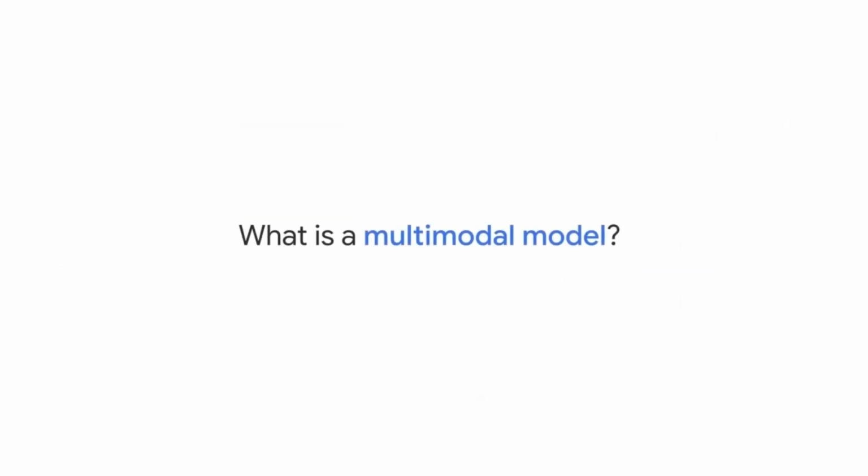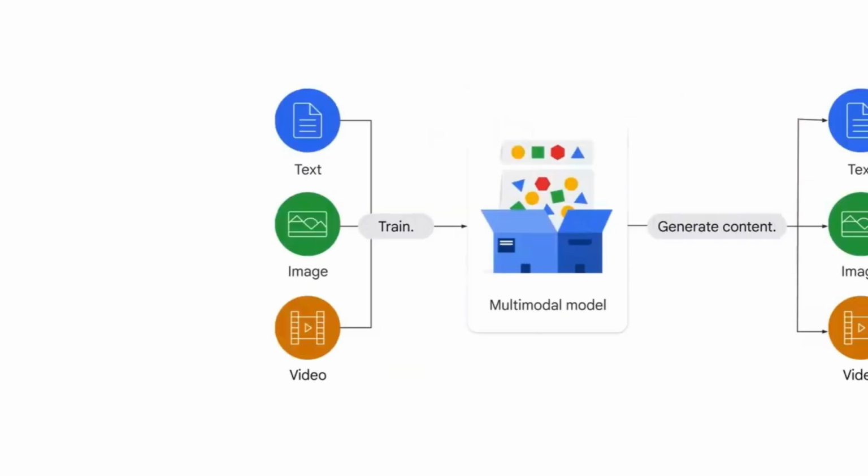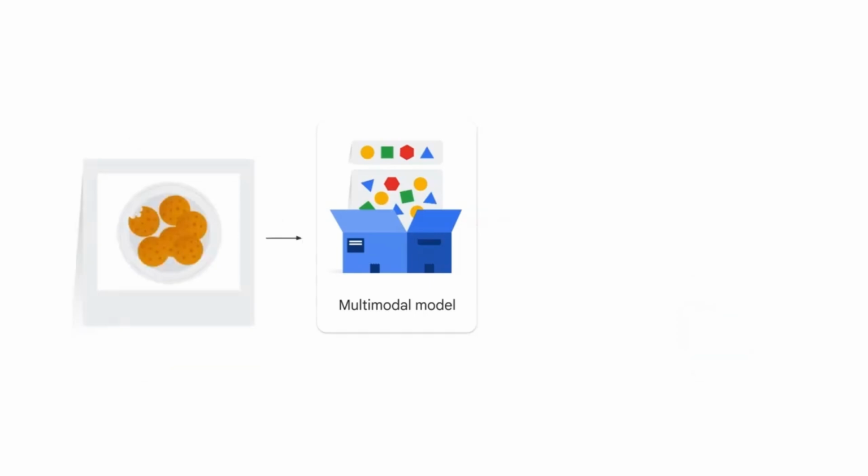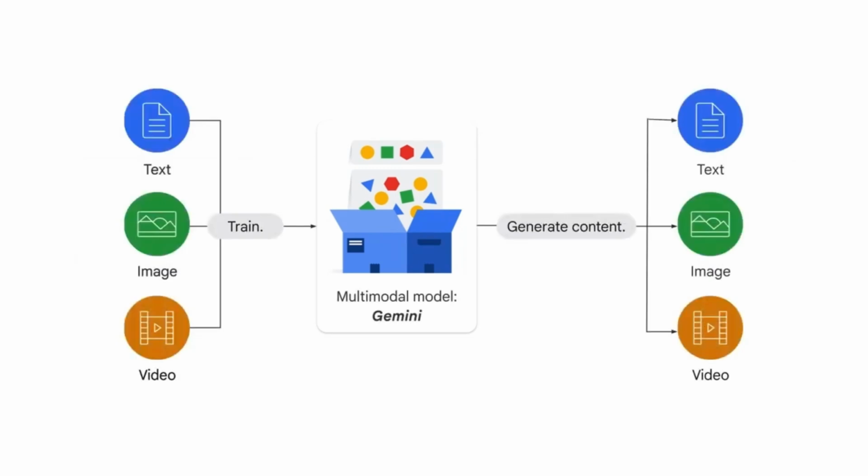So, what is a multimodal model? It's a large foundation model that is capable of processing information from multiple modalities, including text, image, and video. The generated content can also be in multiple modalities. For example, you can send the model a photo of a plate of cookies and ask it to give you a recipe for those cookies. Gemini is such a multimodal model trained by Google. You can access or even tune it with Vertex AI Studio.